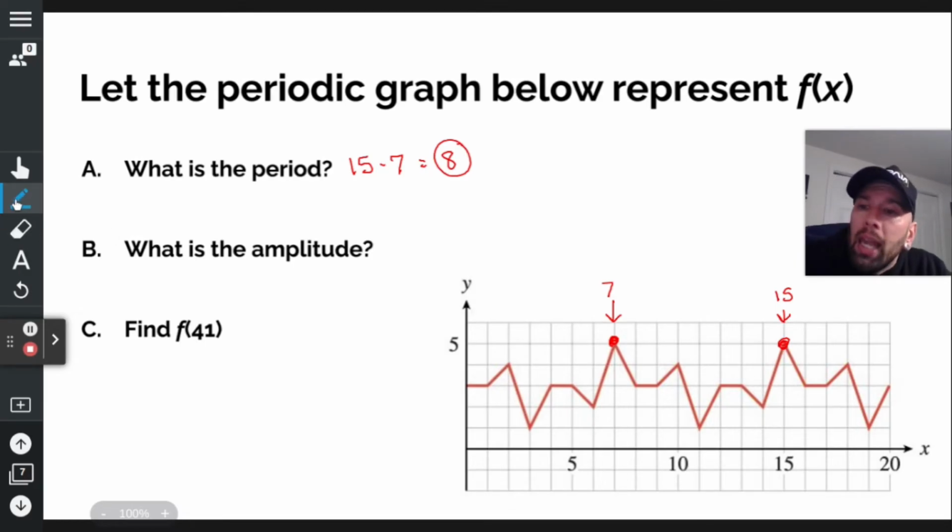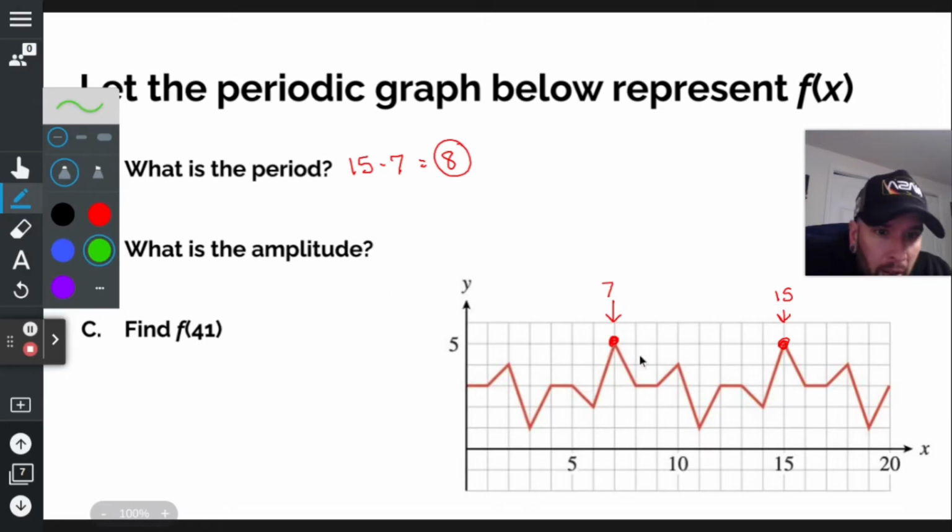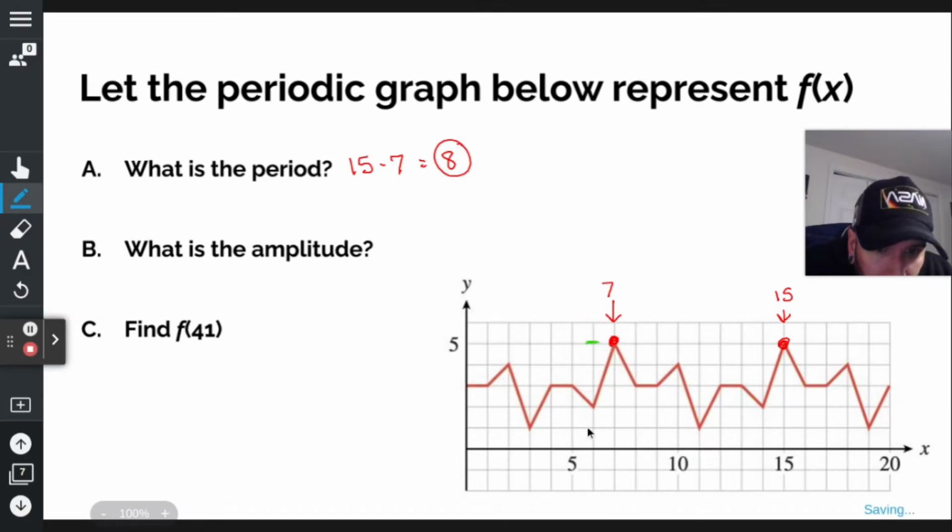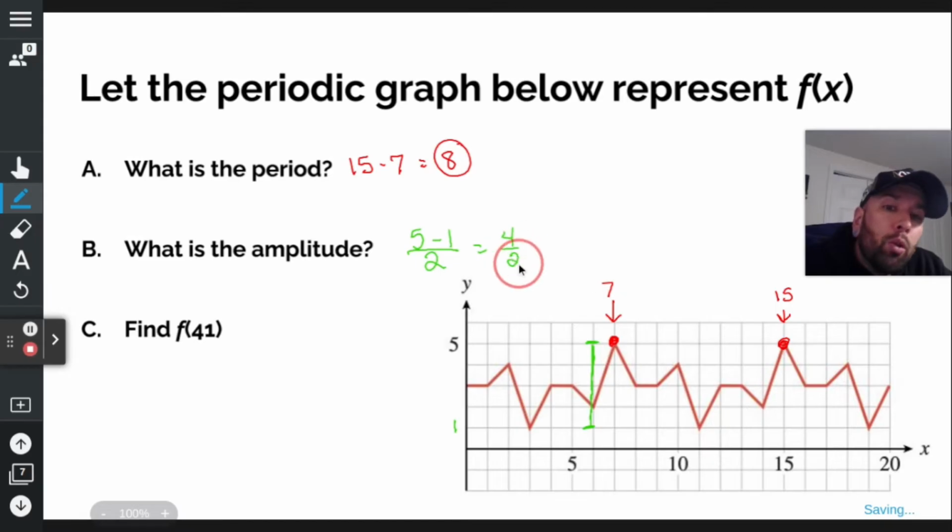Well, the amplitude is the very tippy top to the very bottom, but divide that by 2. The very tippy top is 5. The very bottom is 1. So the length from top to bottom is 5 minus 1, but you're going to divide that by 2. And 4 divided by 2, last time I checked, is 2.